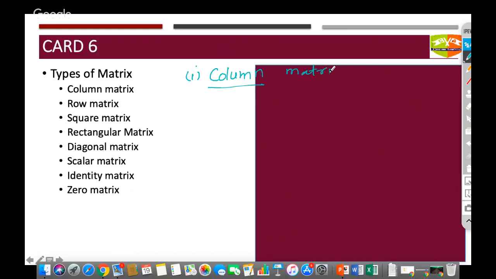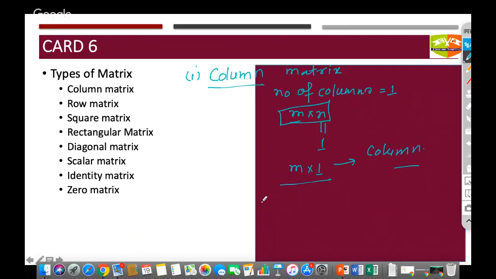Column matrix will have number of columns equal to 1. It means that if the order of a generalized matrix I represent by m into n, and if n is equal to 1, so it becomes m into 1 type of matrix, it becomes column matrix, that only one column is available here. So if somebody is asking you the definition of column matrix, first you should write that a matrix is said to be a column matrix if it has only one column.